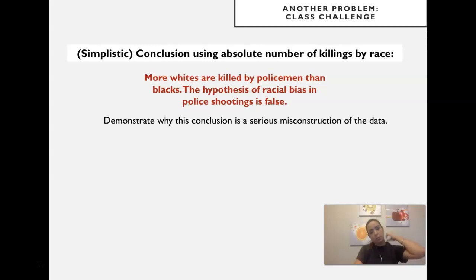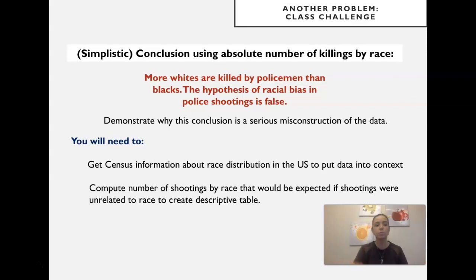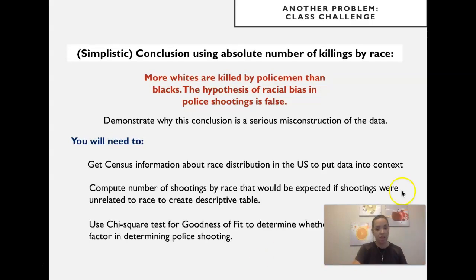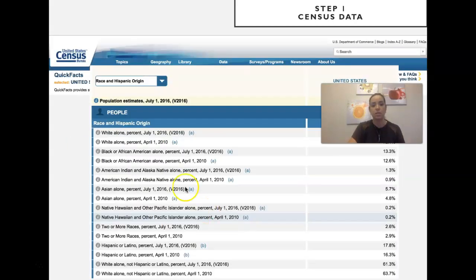And we'll use then the chi-square test to demonstrate why this conclusion is really a serious misconstruction of the data, or a naive interpretation. So for us to do this, we will need to get census information about race distributions in the US to put the data into context. Raw counts will not help, just like they didn't help in the previous example. And then we'll compute the number of shootings by race that would be expected if shootings were unrelated to race to create a descriptive table. Then we'll use the chi-square test for goodness of fit to determine whether race is a significant factor in determining police shootings.